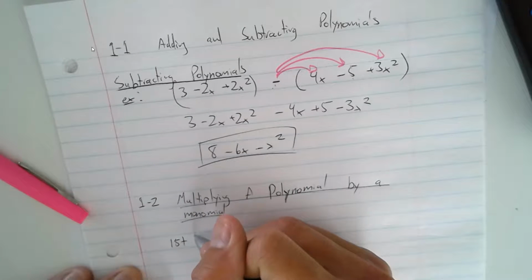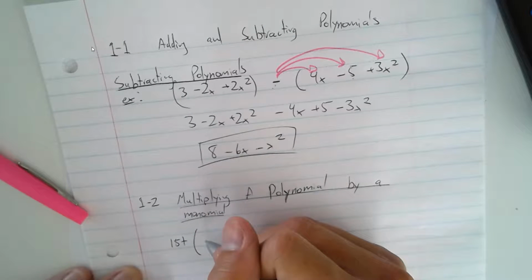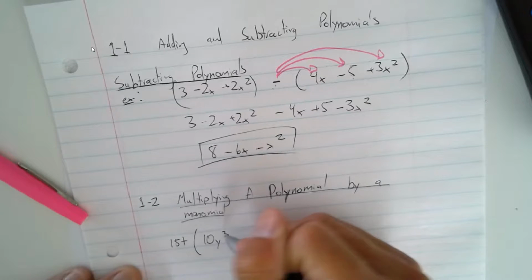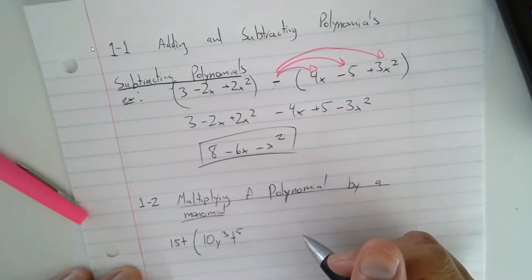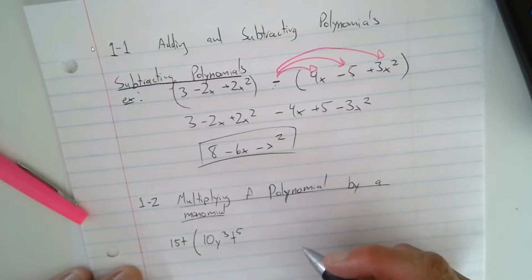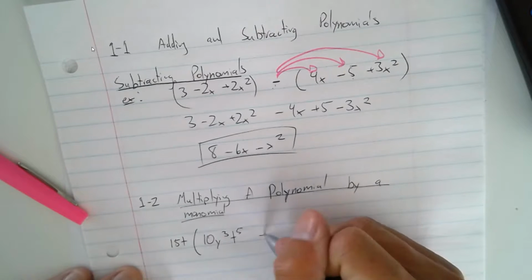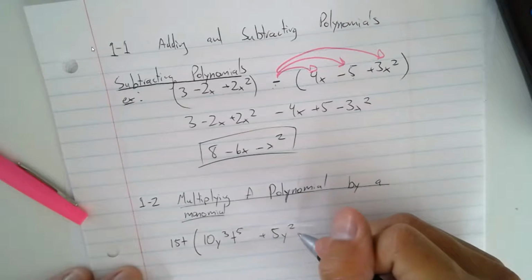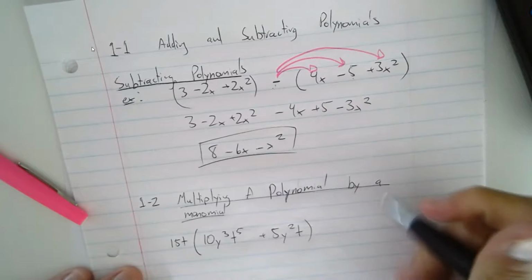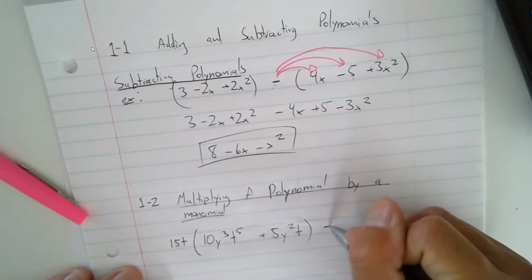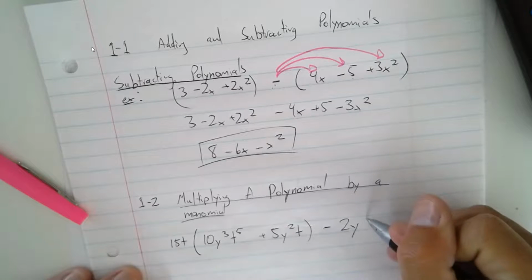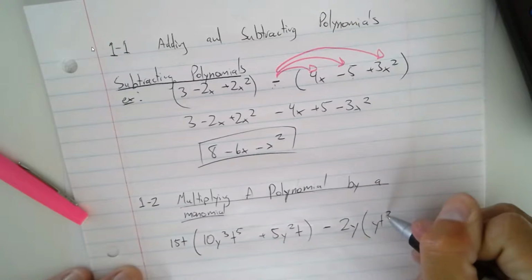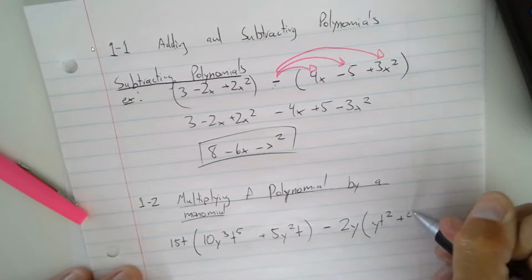15t, that's a monomial multiplying to a... Uh-oh, don't be scared. Are you guys scared? Yes. I like that. That was very funny. Okay, 5y squared t. Oh, I'm not done yet, guys. Minus ty squared plus 4y squared.